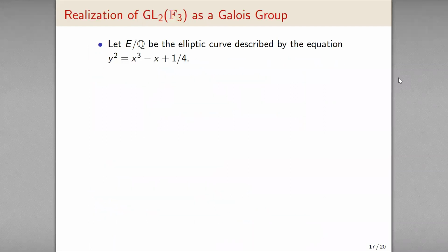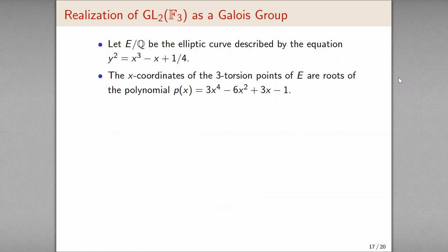We are now ready to show that the group GL2(F3) can be realized as a Galois group. Now, first let E be the elliptic curve described by the equation y squared equals x cubed minus x plus 1/4. One can show that the x coordinates of the three torsion points of E are roots of the polynomial P(x), which is equal to 3x^4 minus 6x^2 plus 3x minus 1.